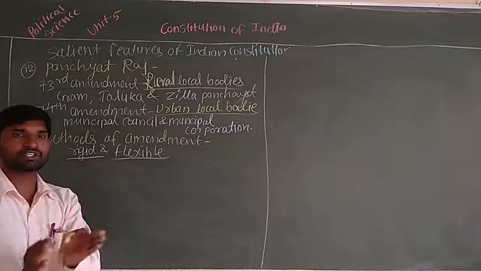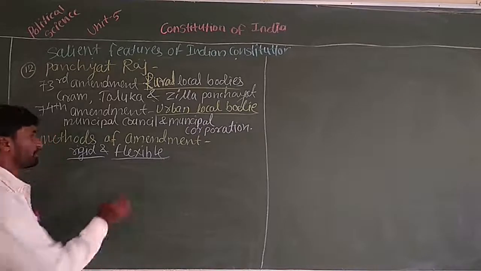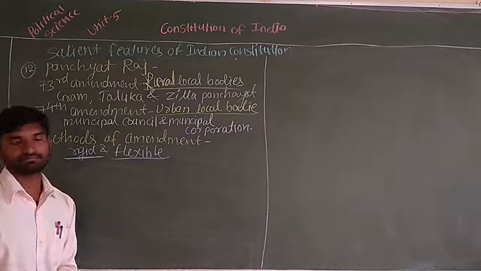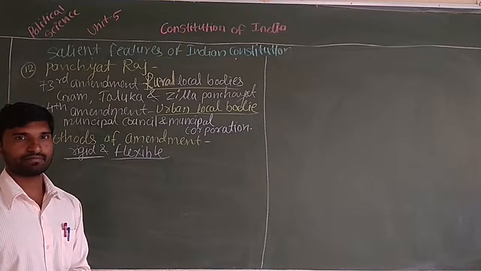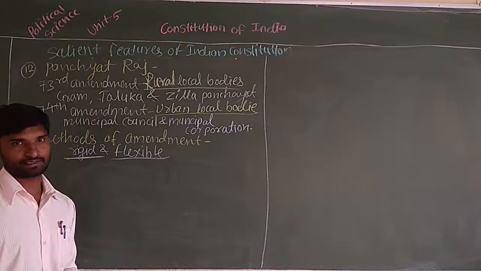There needs to be a special procedure to change the law, and that special procedure is called a rigid method. So what is that rigid method? It consists of three things.